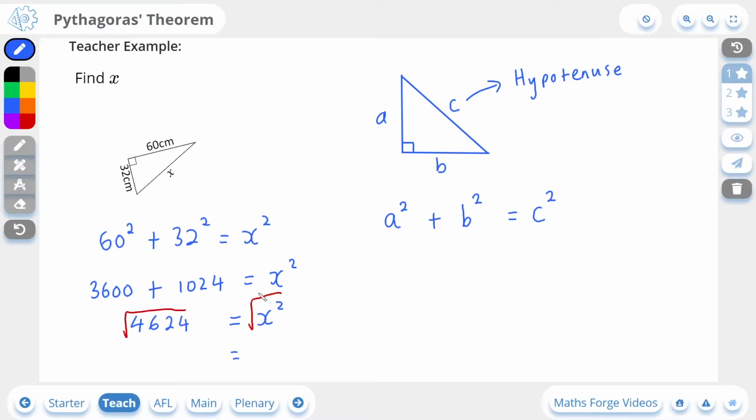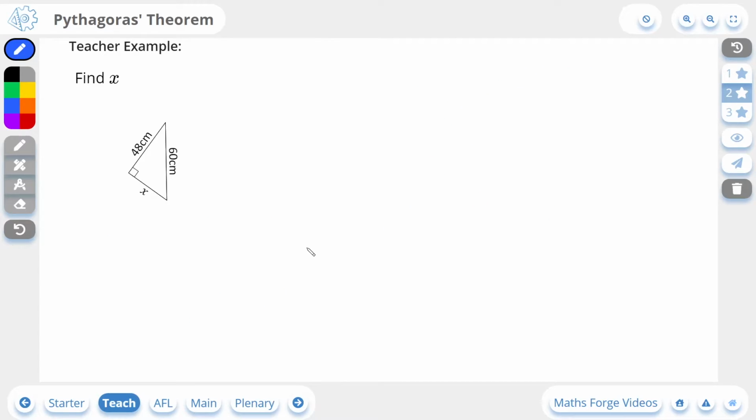The square root of a quantity being squared will just give us that quantity, which in this case is x. And the square root of 4,624 will give us 68. And if we check our answer, there it is. The side x is 68 centimeters. Now let's do a two-star example.